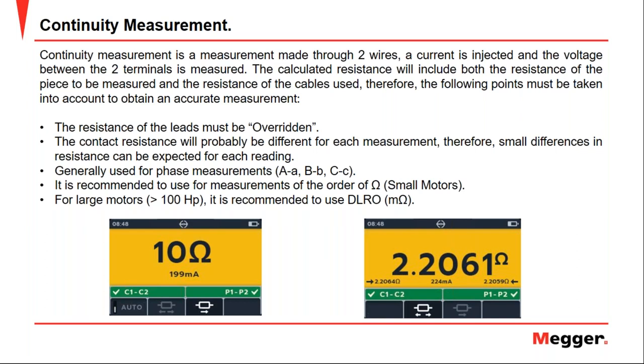This method is generally used to measure phase measurement, a single coil, and it's recommended, as we just said, to measure the resistance of the winding in small motors. If we need to do a measurement in a large motor with big winding, we have to do it with another method like the Kelvin method.